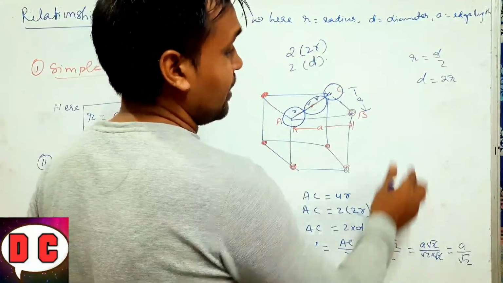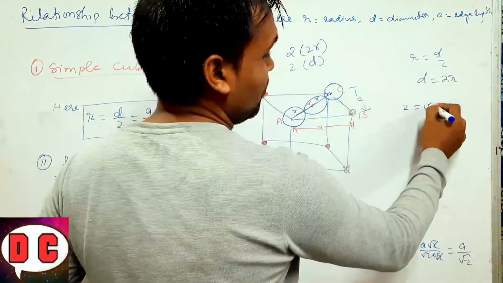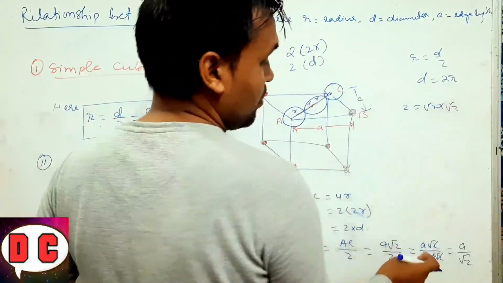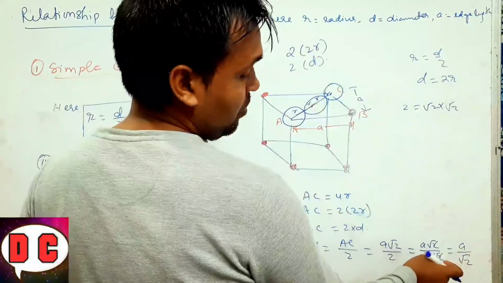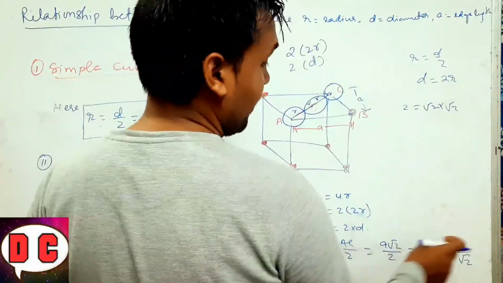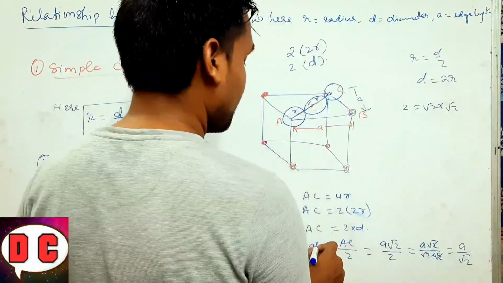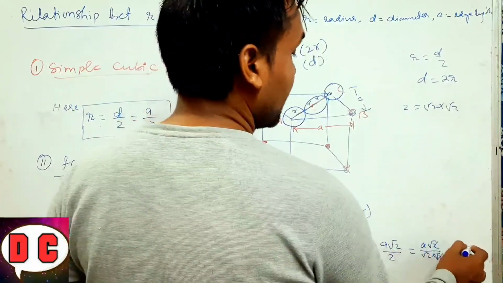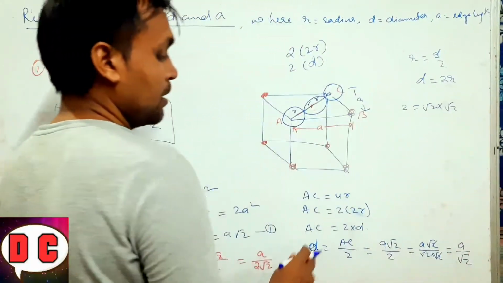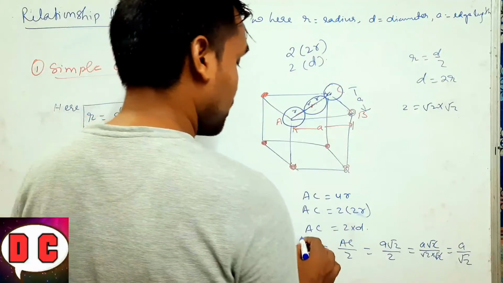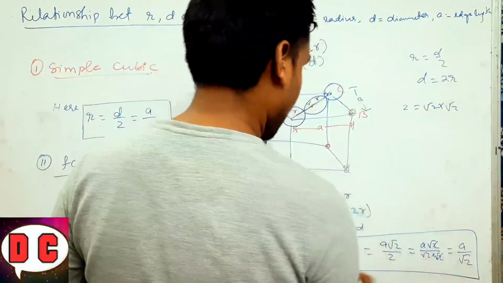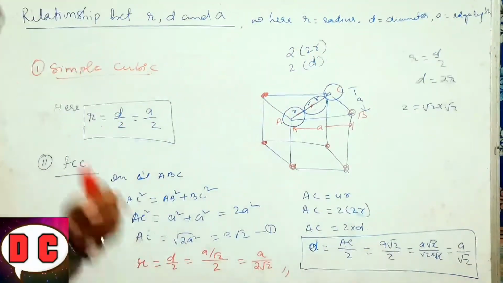So this 2 can be written as root 2 into root 2. So I have written root 2 into root 2, the roots cancel. So what did we get? The value of d finally. What is the relation between a and d? The relation is d equals a by root 2. So d equals a by root 2. I got the relation between d and a.